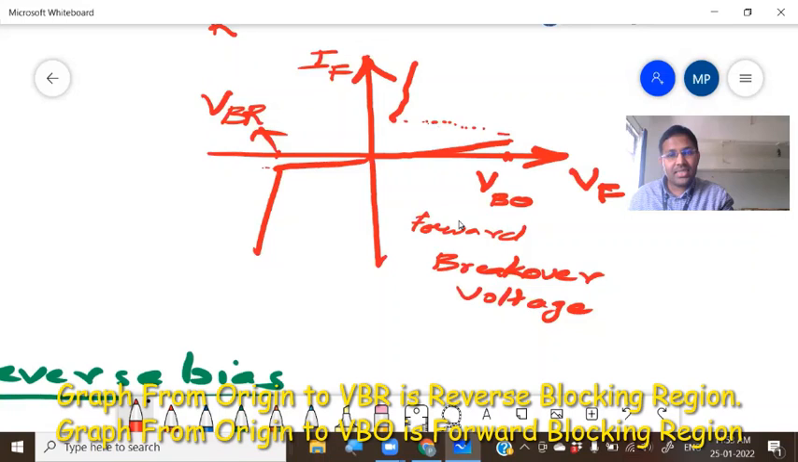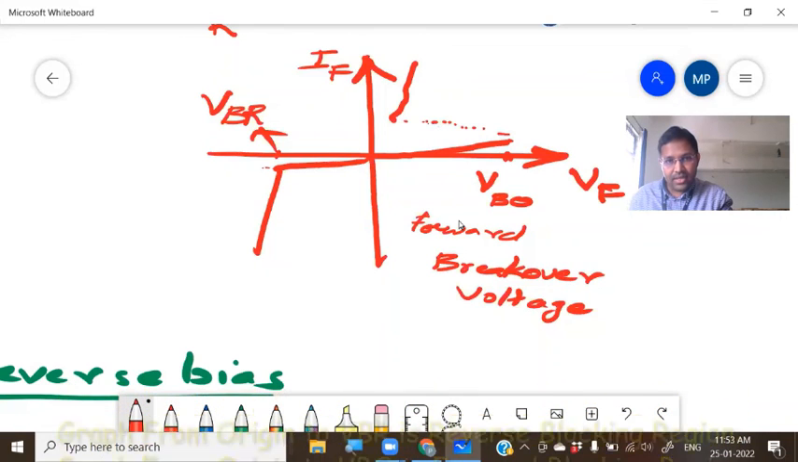Now, at this point, what is happening? From here to here, the device is off. Here it is turning on. This corresponding current is called the latching current, represented by IL. After the latching current, you increase voltage, and the current increases.